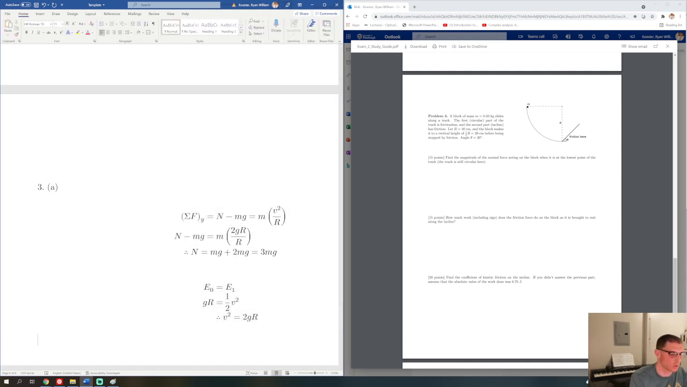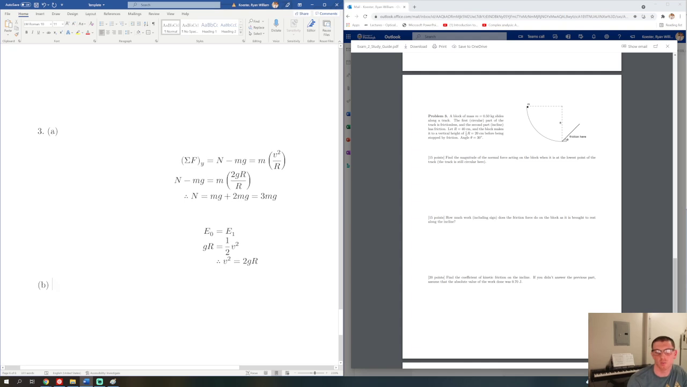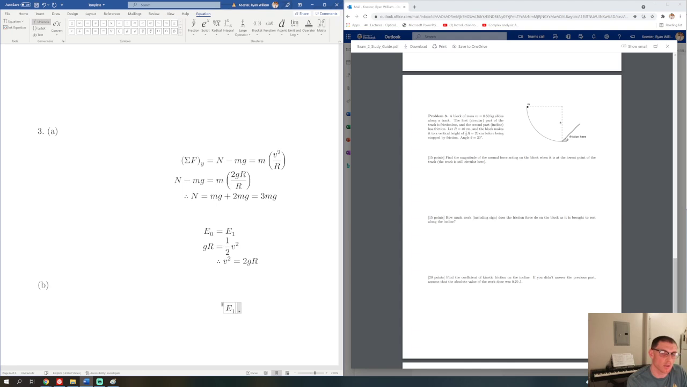Cool. Okay, let's look at part B. How much work, including sign, does the friction force do on the block as it is brought to rest along the incline? So what we can do here is write conservation of energy again. E1 equals 1/2 mv squared, where v is just what we just found, v squared is 2gR. And then E2 is just going to be gravitational potential energy because it comes to a stop. He says in the problem statement it's brought to rest.